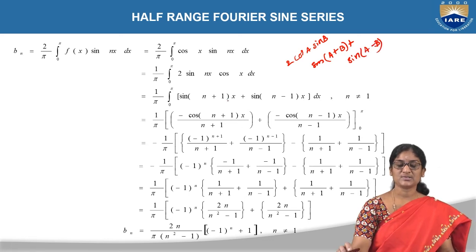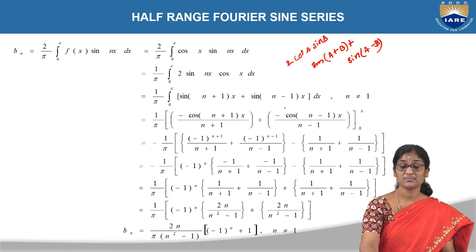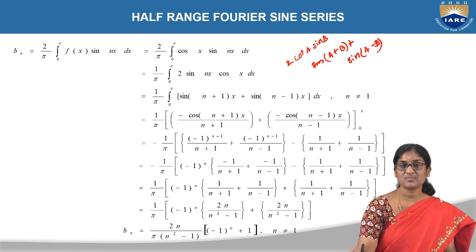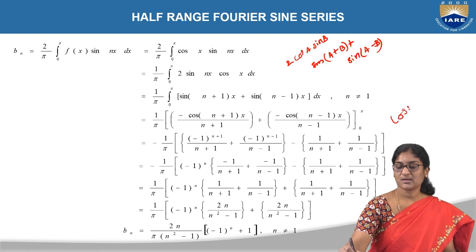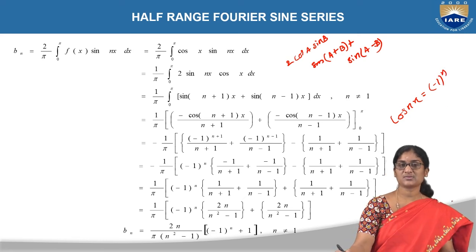So before doing the integration, cos x sine nx can be written as sine n plus 1 into x plus sine n minus 1 into x. N is not equal to 1, because if it is equal to 1, it totally becomes 0 here. So the integral of sine n plus 1 x is minus cos n plus 1 into x by n plus 1, and the integral of sine n minus 1 x is minus cos n minus 1 into x by n minus 1. We know that cos n pi is nothing but minus 1 whole to the power of n. Then cos of n plus 1 into pi is minus 1 whole to the power of n plus 1. These formulas help you to write the expansion form. Otherwise, we would get it in cos pi, cos 2 pi, like that.